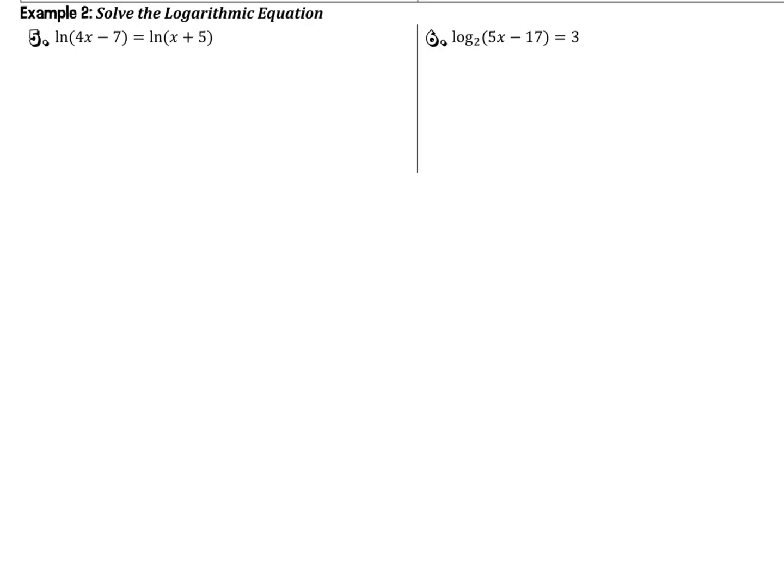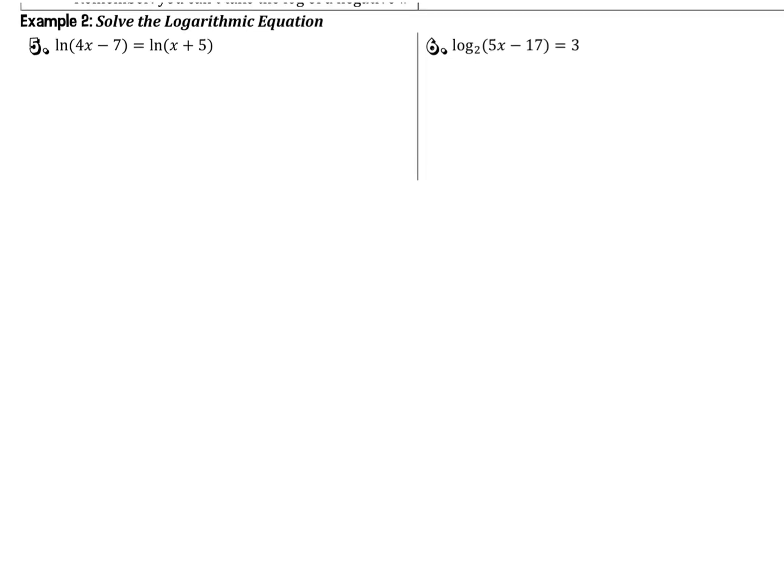Okay, if we look at number 5, there's one natural log on each side. So what did we just do in the last example like this? What we did was we set these two pieces equal to each other and then we solved. So go ahead and do that. Set 4x minus 7 equal to x plus 5 and go ahead and solve. Now remember, we need to check our answer at the end. So I'm getting that my answer is x equals 4, but let's check.